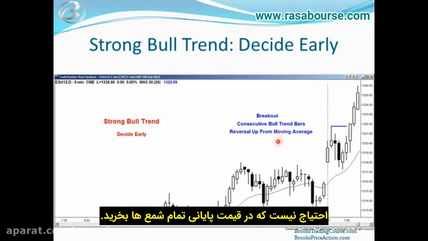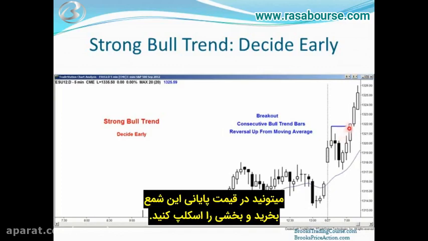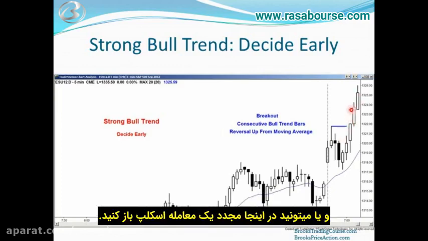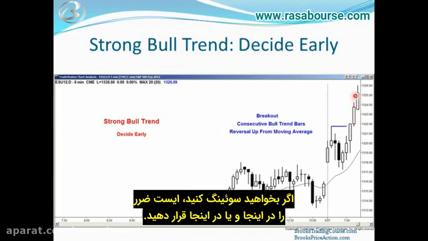You don't have to buy every close, right? You can buy this close and scalp out part, put the scalp back on here, scalp out part, put the scalp back on here if you want. The swing part, though, your stop is either down here or down here.